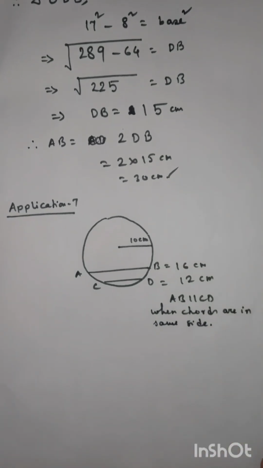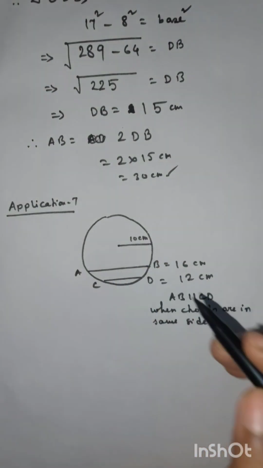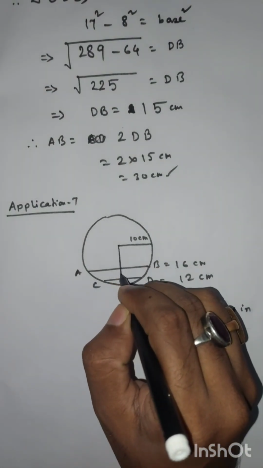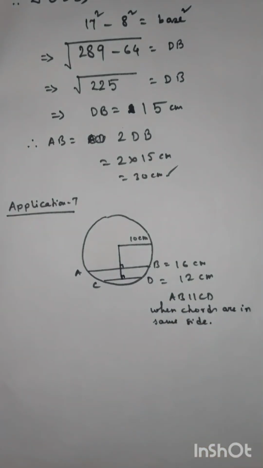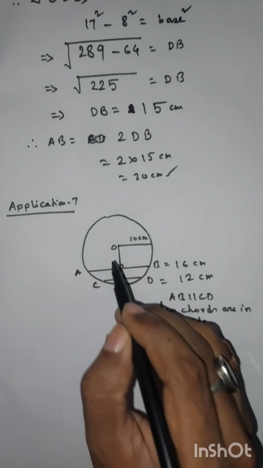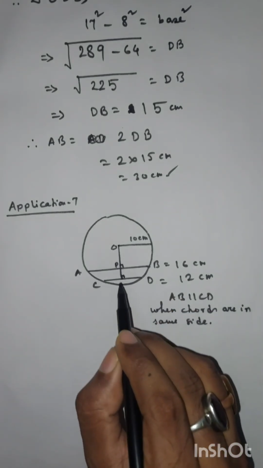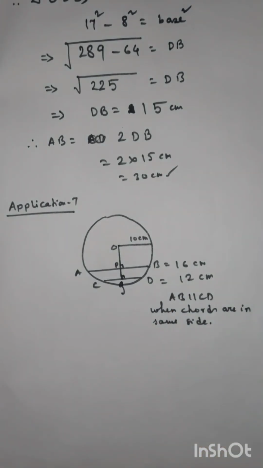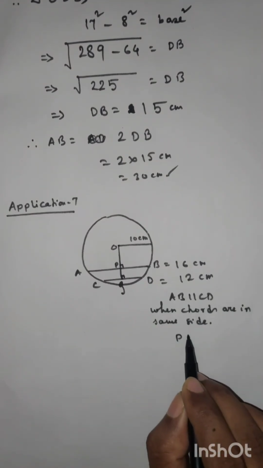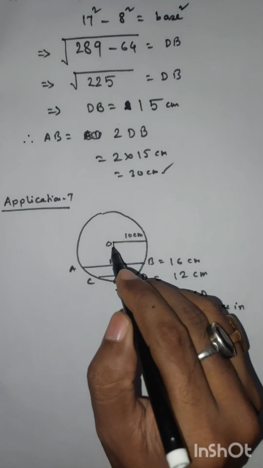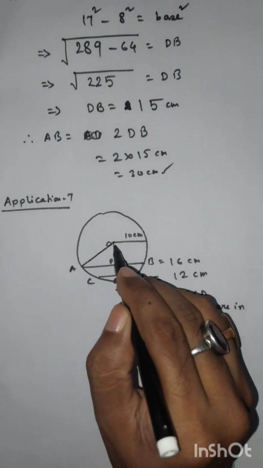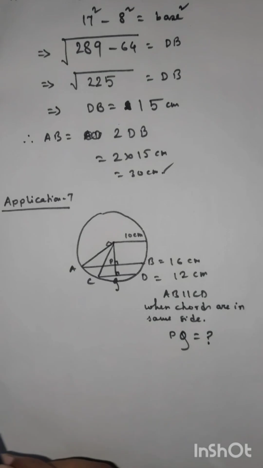Okay, so let us first do it. So we have to find, this is a perpendicular on AB and CD. Let me call it OP and OQ. We have to find out the distance PQ, the distance between two chords. This is our question. Now let me first join this and this, OA and OC.